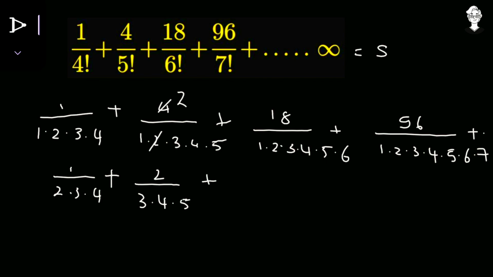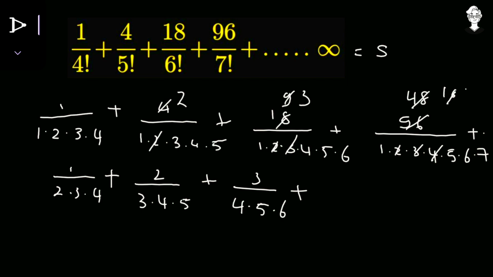Plus, now over here 18 is present. So from the table of 2 it goes 9 and from the table of 3 it goes 3. So now we have 3 upon 4 into 5 into 6. Plus, now over here we have 96 upon this particular thing. From the table of 2 it goes 48, from the table of 3 it goes 6, and from the table of 4 it goes 4. So here we have 4 upon 5 into 6 into 7.